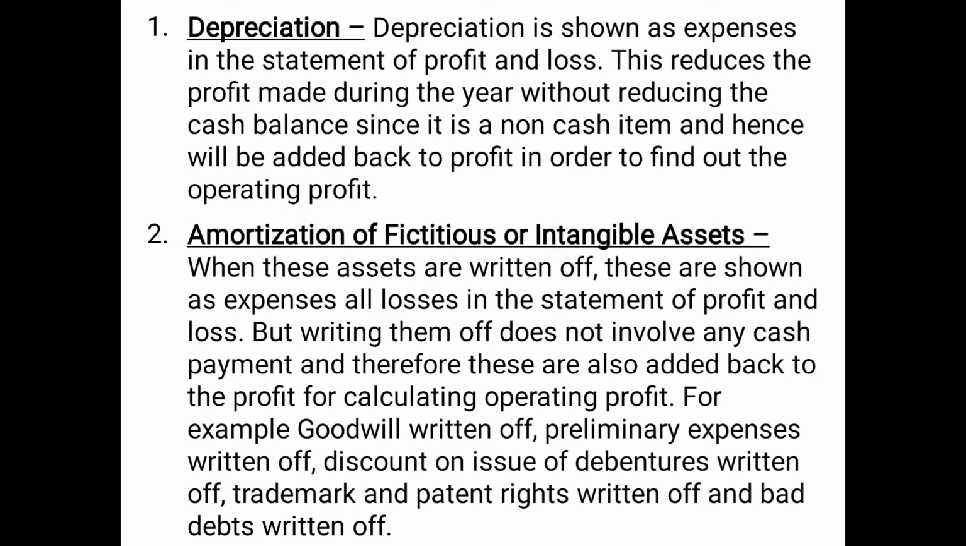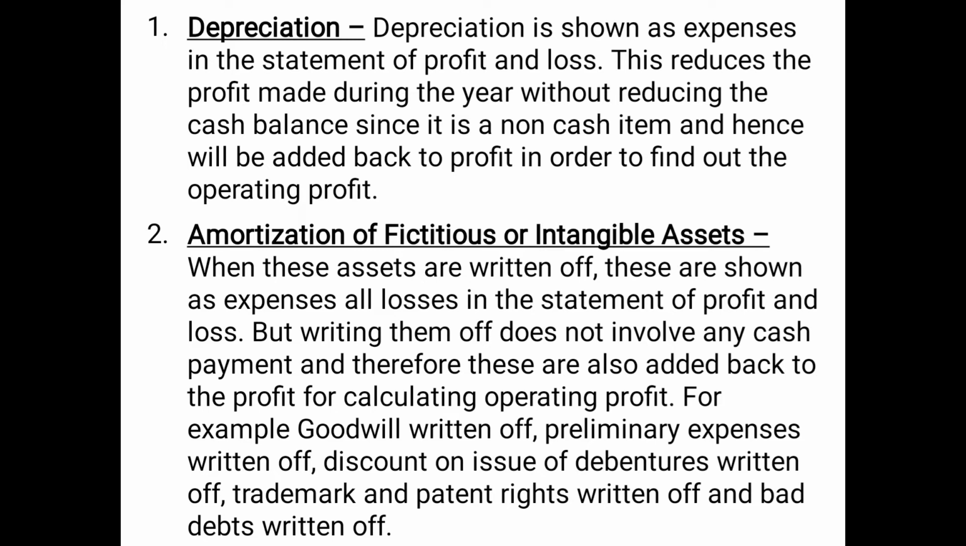Again, just like tangible assets, there can be reduction in the value of fixed intangible assets also, or there can be fictitious assets which are written off, for example preliminary expenses written off, etc. So again there is a reduction. It is deducted out of profit, but it doesn't involve any outflow of cash. So if it is deducted, because usually it is, now it needs to be added back to the profit under operating activities.